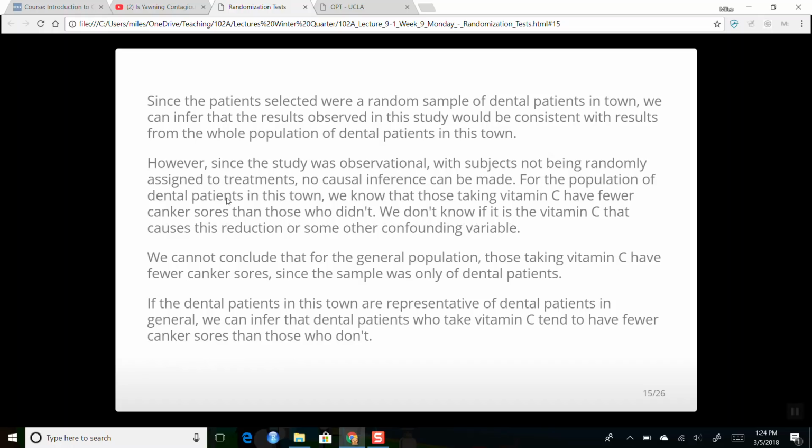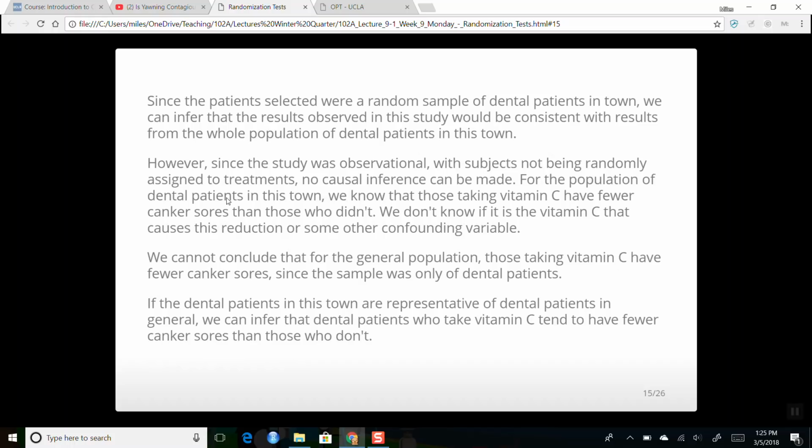But again, the study was observational, so treatments were not assigned randomly, and we cannot make a cause and effect conclusion. All we can say is, for the population of dental patients in this town, those taking vitamin C have fewer canker sores than those who don't, but we don't know if it's the vitamin C that reduces the canker sores or if it's some other confounding variable. And again, we cannot conclude this for the general population, because we were only looking at dental patients.